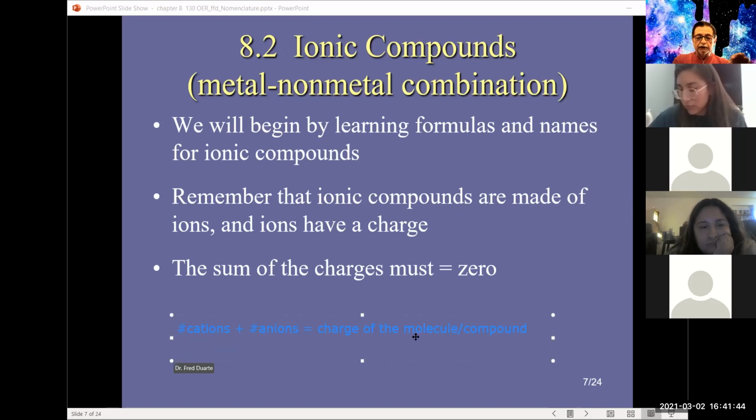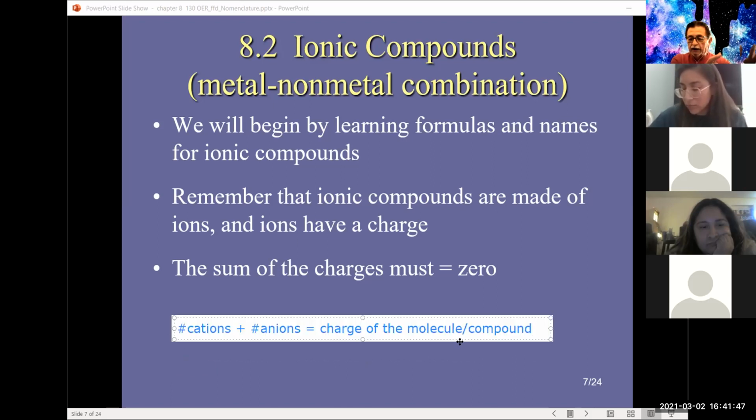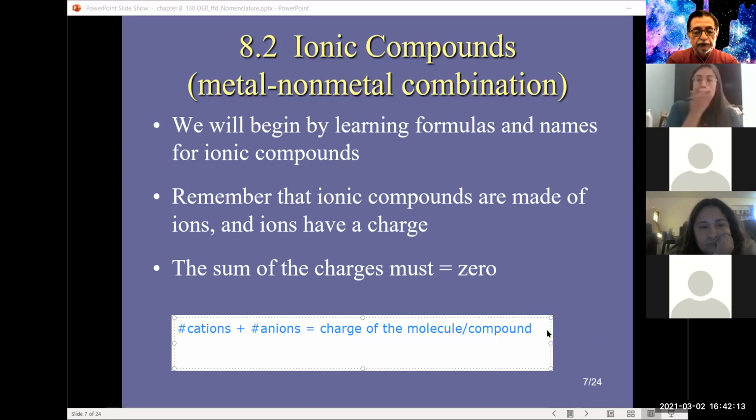Okay. So the number of cations plus the number of anions must equal the overall charge of the molecule. 9 times out of 10, the overall charge of the molecule is equal to 0. But you may encounter a situation where the overall charge of the molecule does not equal 0. For example, if we do SO4, the sulfate anion, from the polyatomic ions.